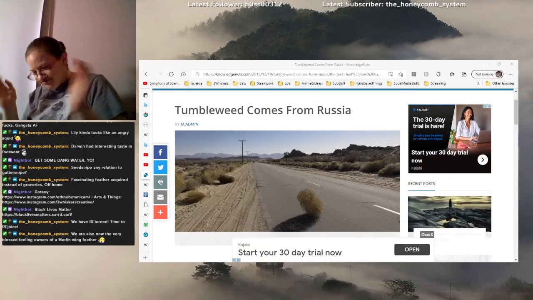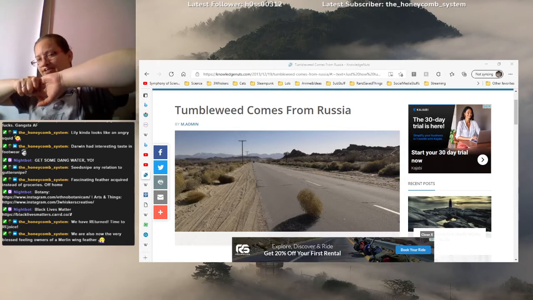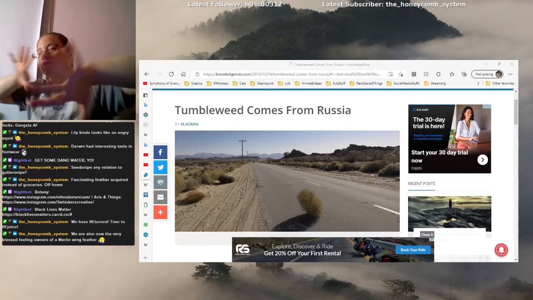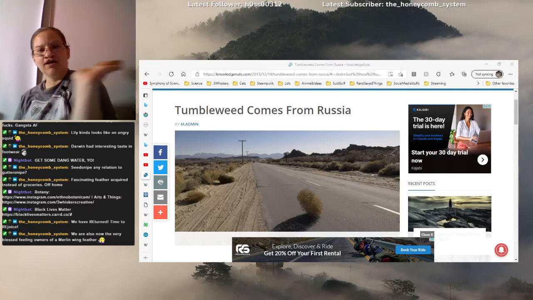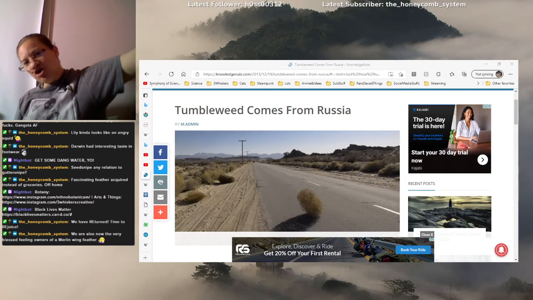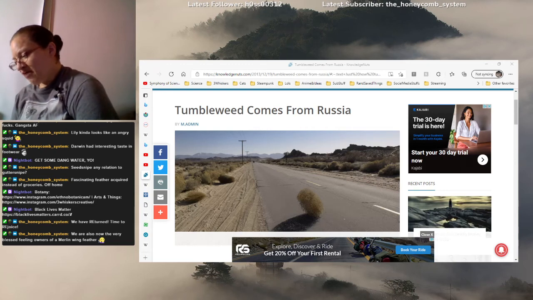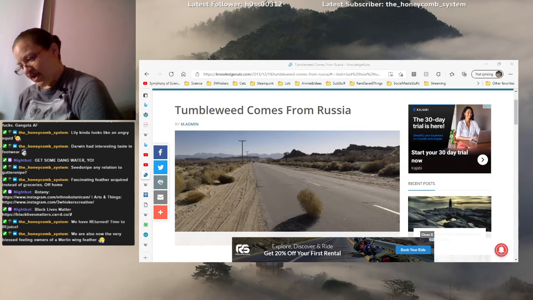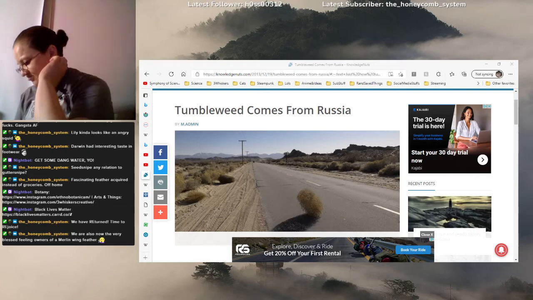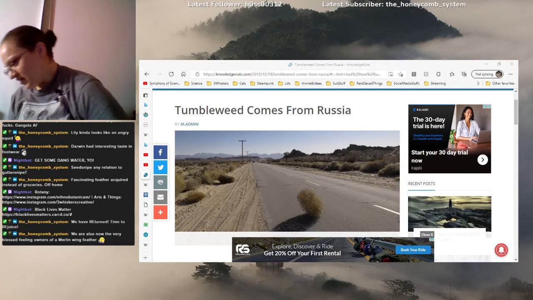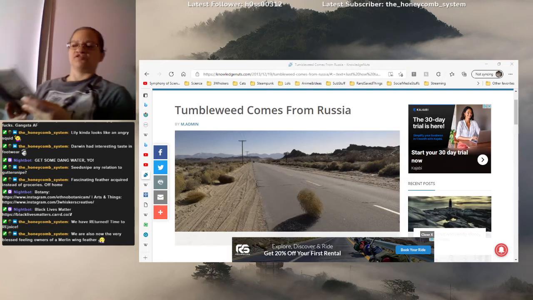Now, apparently, the tumbleweed over here comes from Russia and is an amaranth, which I wasn't aware of. But what's the description here?